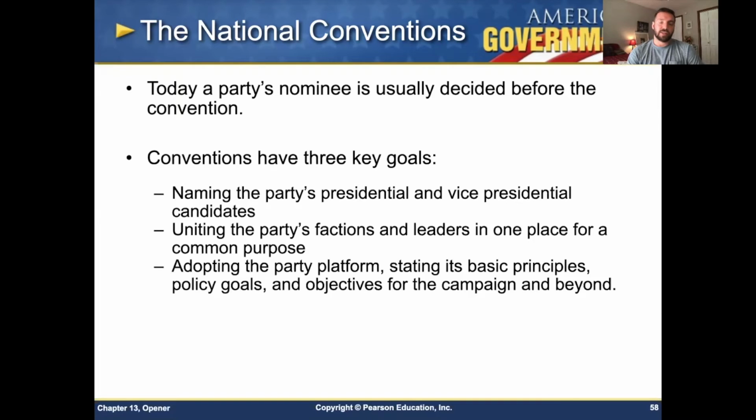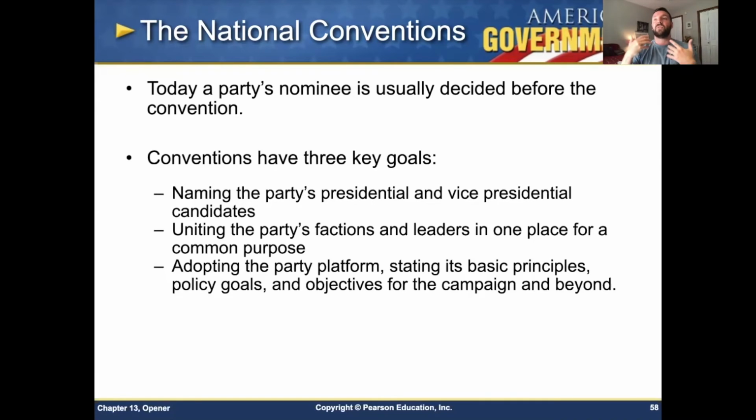The third goal is to adopt the party platform. And the party platform is basically just, where does the party stand on a variety of different issues and topics? What are the policy goals and objectives for the campaign? This would be things like, I don't know, if your party stands for traditional marriage, or if your party is pro-choice, or if your party is for more immigration or stronger gun control, whatever it happens to be. It's just that list of policy proposals that each party kind of comes up with.